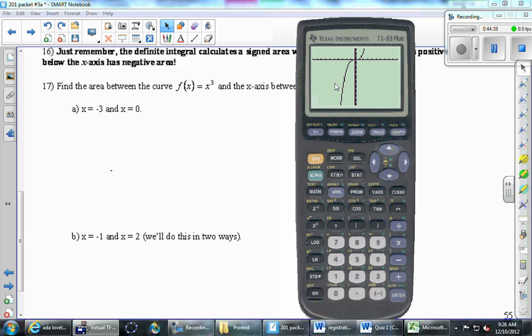Okay. And again, where do we find the thing that will shade in the area for us? It's inside of calc. Down there, number 7. What number do we type for the lower limit? -3. You have to type the smaller one first. So -3, and the bigger number, 0.